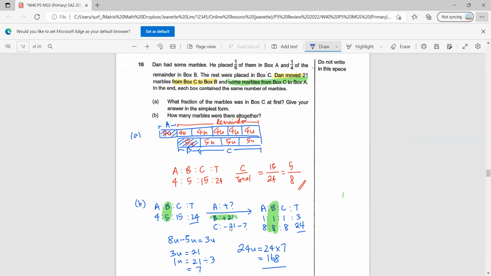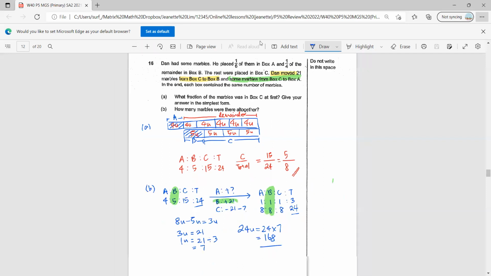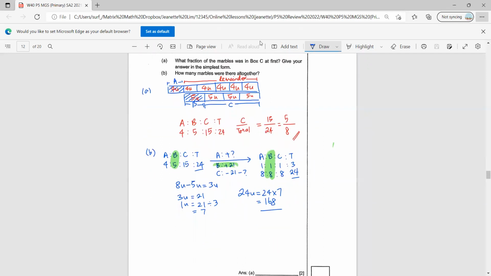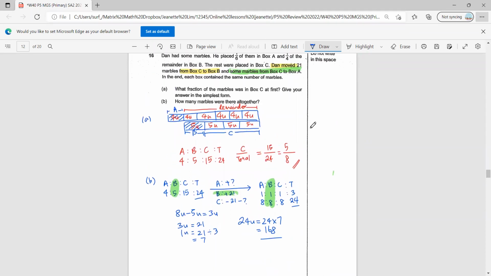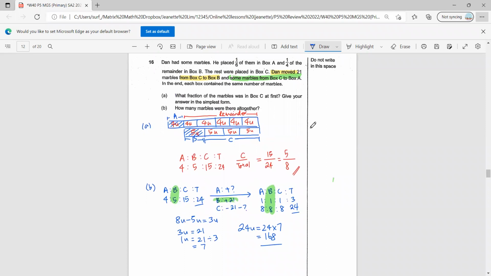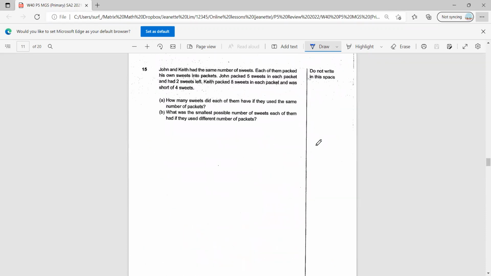Teacher, you never write the bottom. But okay. You're right, can already. Teacher, we got more than 3 minutes to do this question. Yeah, done. Okay, 15.